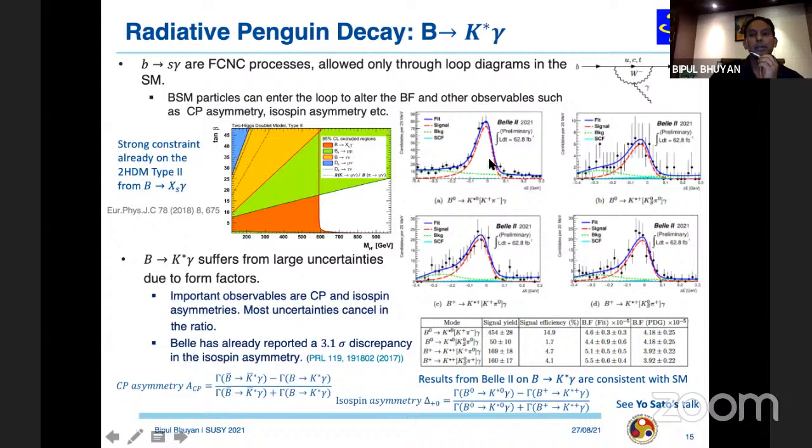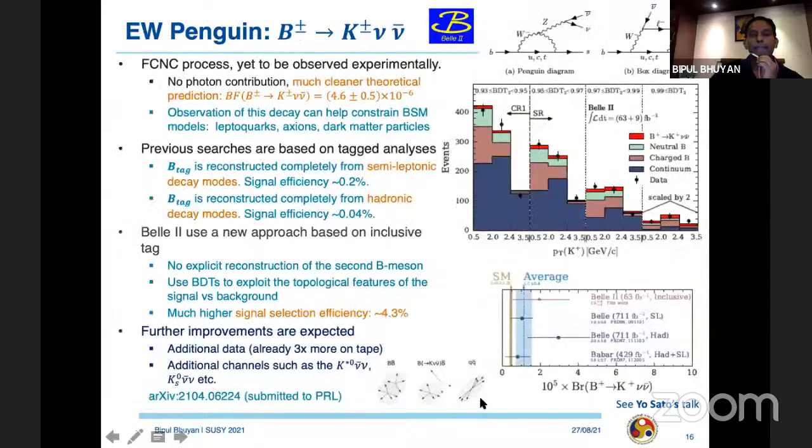So these are the results coming from Belle II with about 615 inverse femtobarn of data. And of course, you can see at this preliminary stage that everything seems to be consistent with the standard model, and also the PDG value that we have. But that's something that we look forward to doing again in the case of Belle II with larger statistics, to particularly look at this isospin asymmetry.